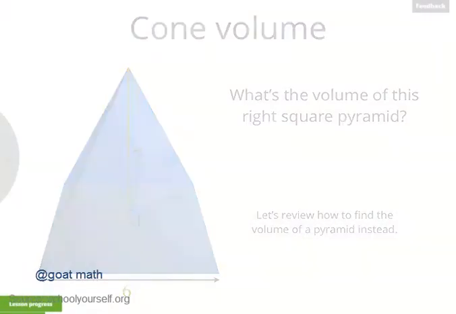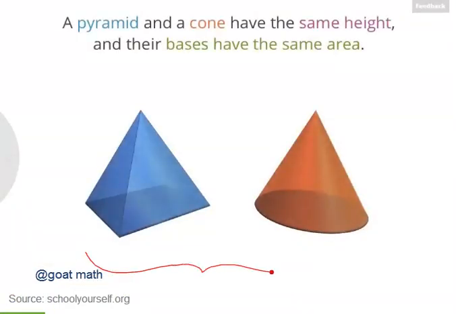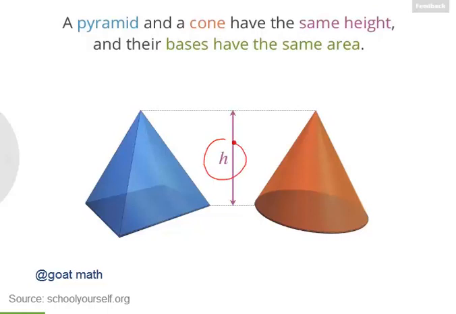Nicely done. Next, let's look at a square pyramid and a cone together. As you can see, these two solids have the same vertical height, which we'll call h. And let's say their bases also have the same area, which we'll call A. Let's take a look at the different slices, also known as cross-sections, along the height for these two solids.